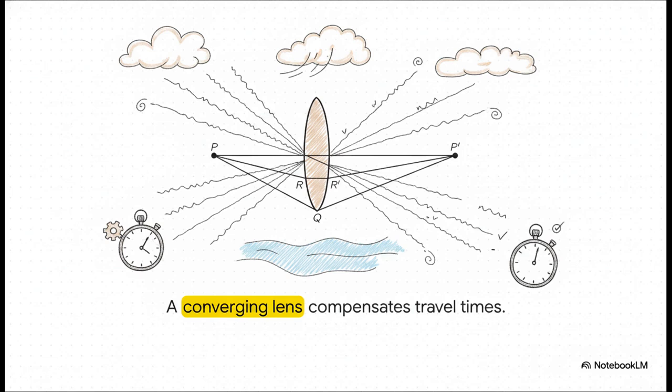See, glass slows light down. So by making the lens thicker in the middle, it heavily delays the light that's taking that short, straight shot right through the center. This perfectly compensates for the travel time, allowing the light taking the longer outer paths, which get to spend more time zipping through the fast air, to catch up. And boom, every single ray arrives at the focal point at the exact same moment.